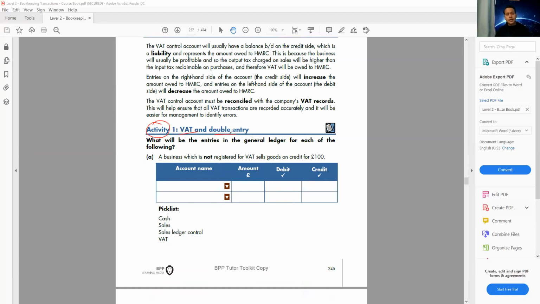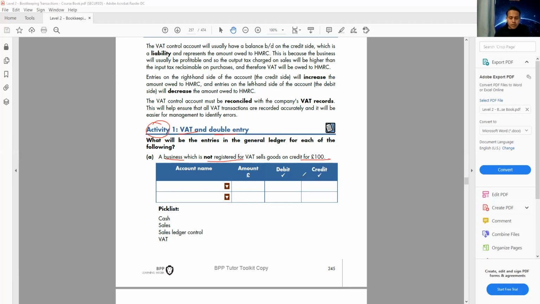Now the VAT only comes when the business is VAT registered. Remember that if the business is not registered for VAT, we don't have to worry about VAT, because we only worry about the VAT when the business is VAT registered. We can see here a business which is not registered for VAT sells goods on credit, £100.